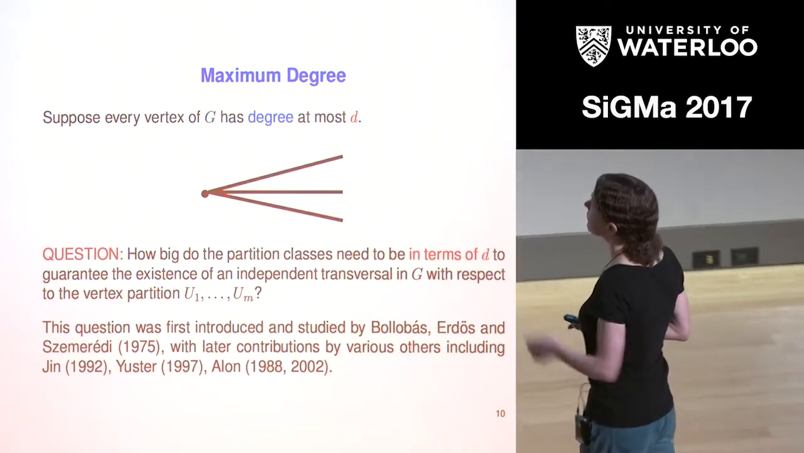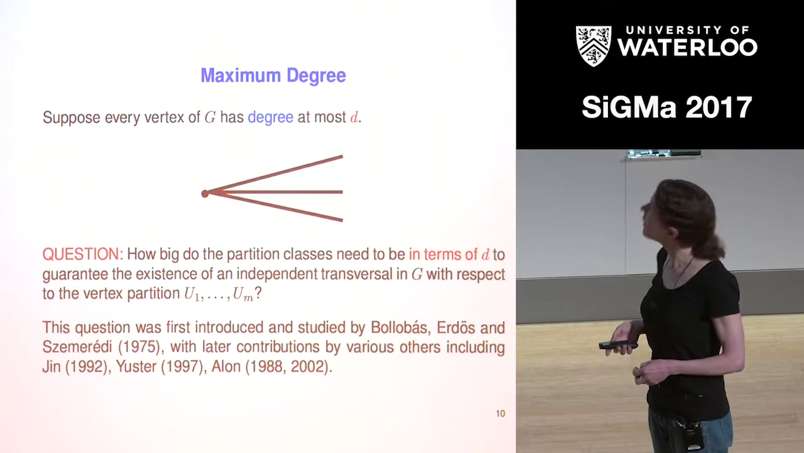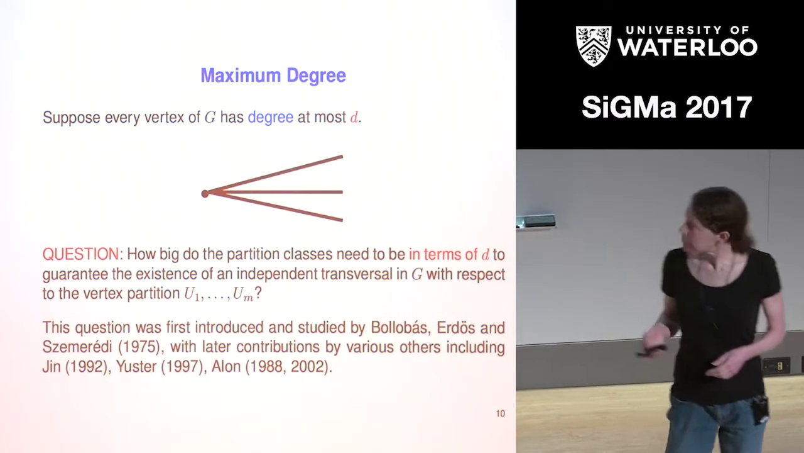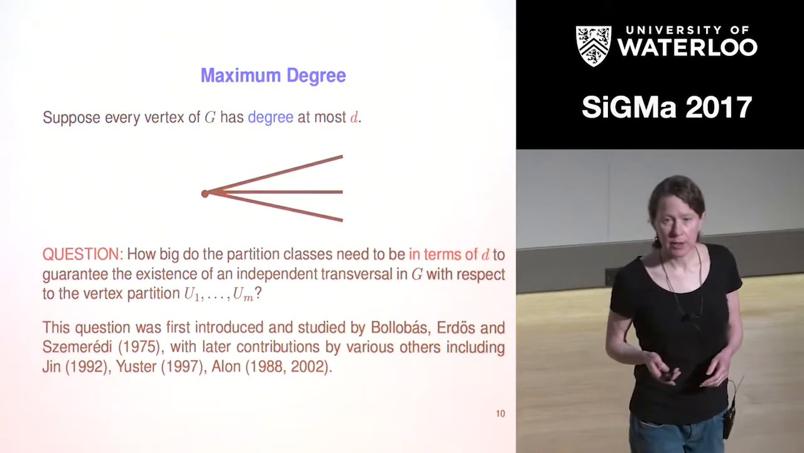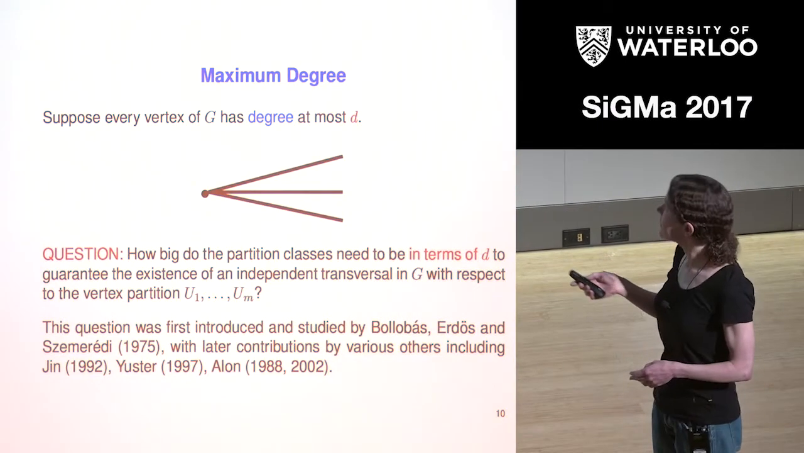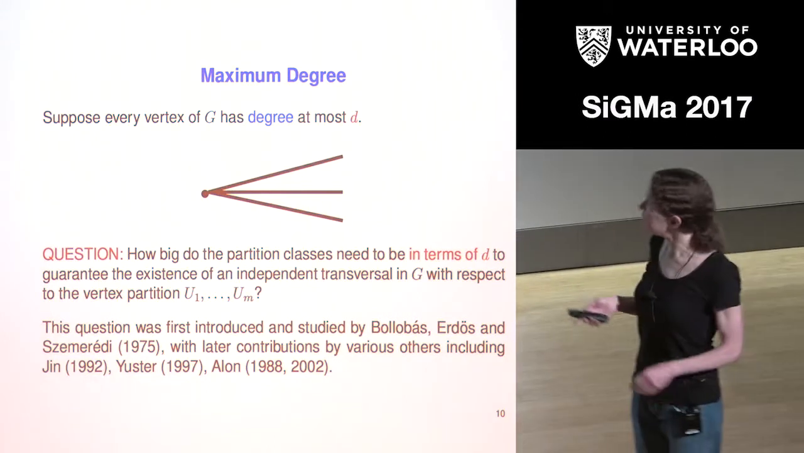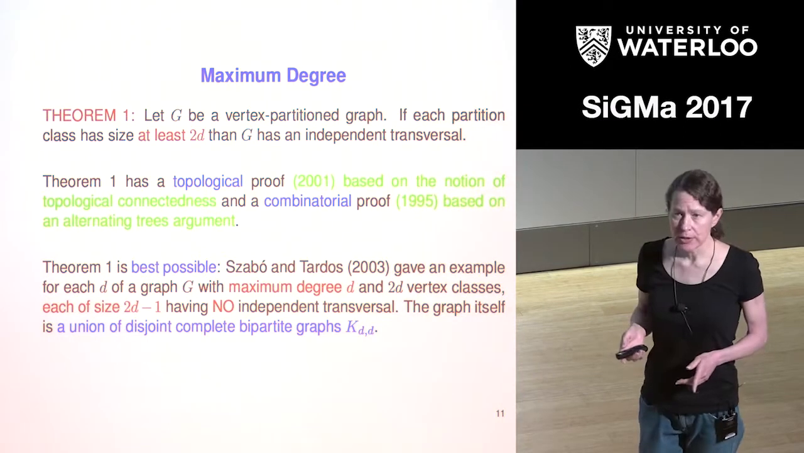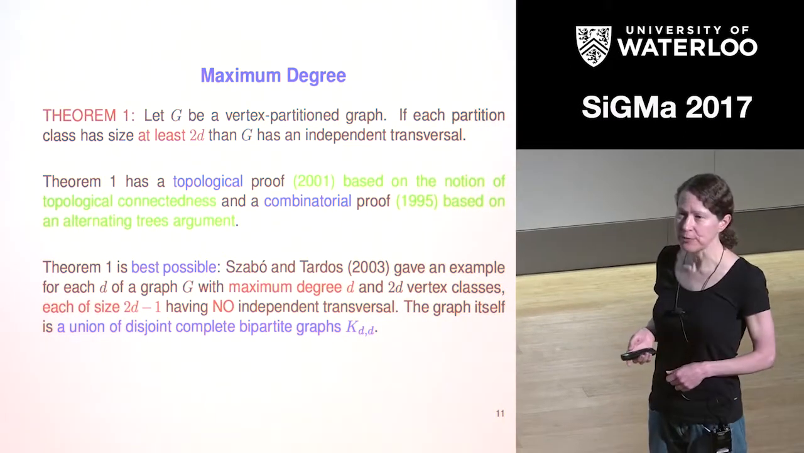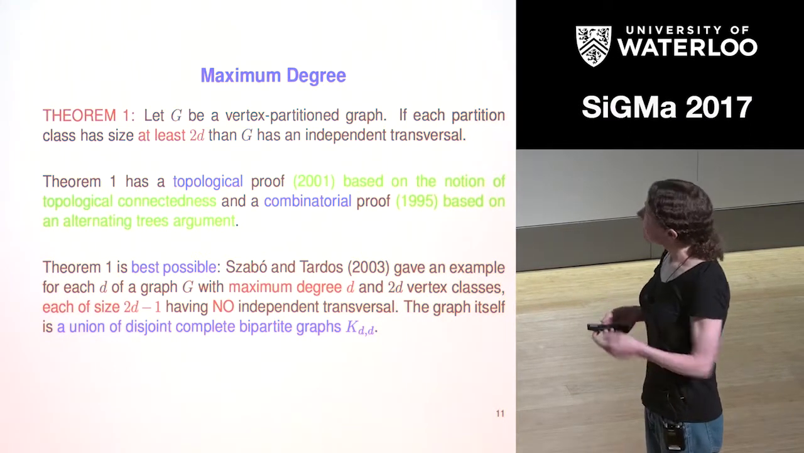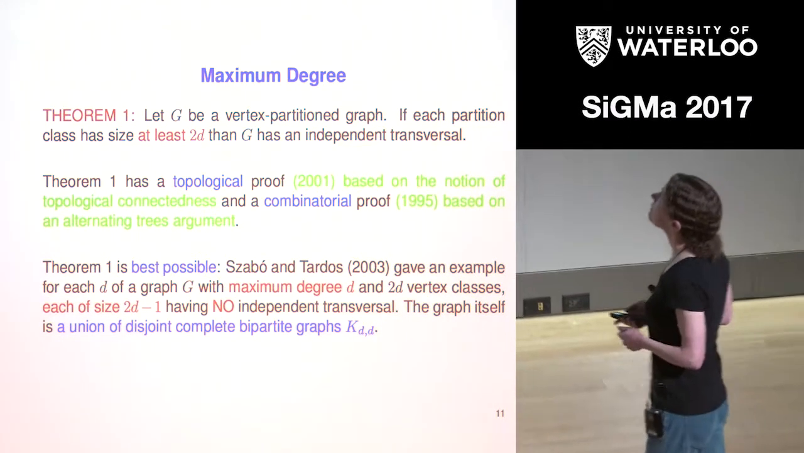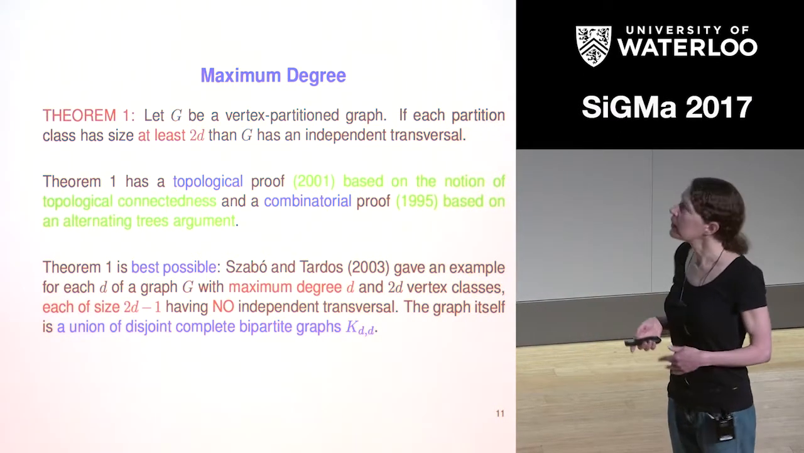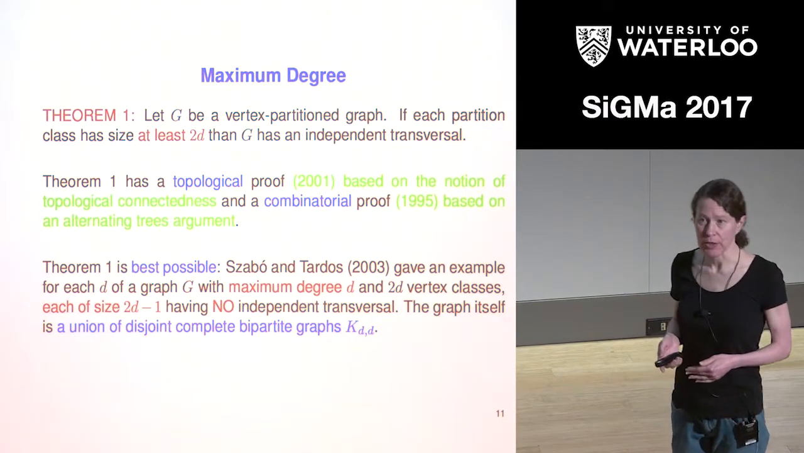It's a very natural question and was already introduced and studied a long time ago, in the 70s, by Bollobás, Erdős, and Szemerédi. There are many further contributions to this topic by many people, and I'm going to, unfortunately, be rude and not go through the precise details in order to save time. But there were lots of important contributions along the way. The answer to this question is a very specific one, and this is Theorem 1. Given a vertex partition graph with maximum degree at most d, if every class has size at least 2d, then this guarantees the existence of an independent transversal.